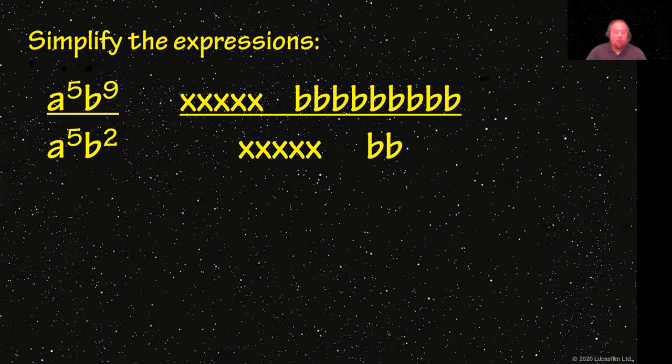We could cancel if we want to. I'm canceling out 5, I'm canceling out 5, canceling out 2, canceling out 2. That leaves me with these, which how many is that? That would be 7. So my answer to that one is b7.